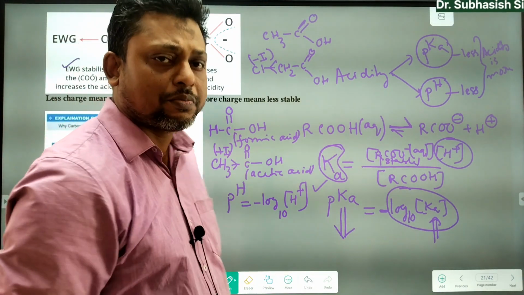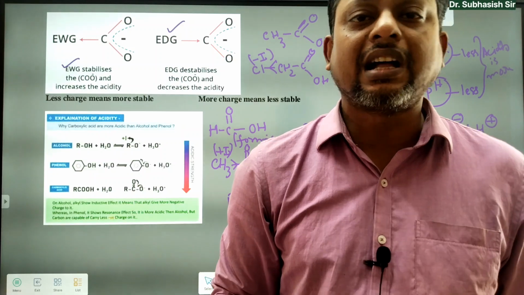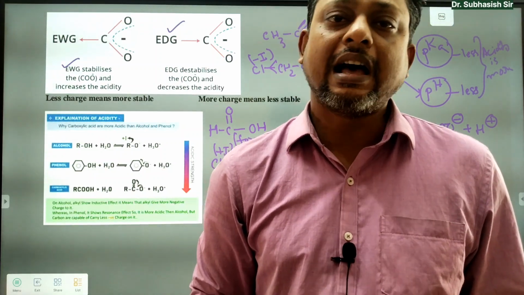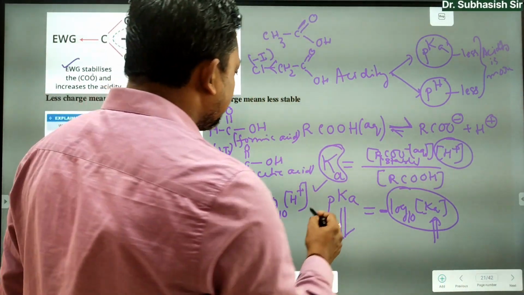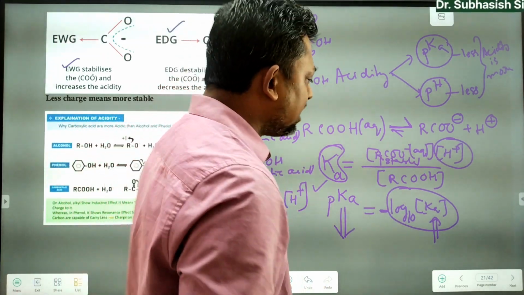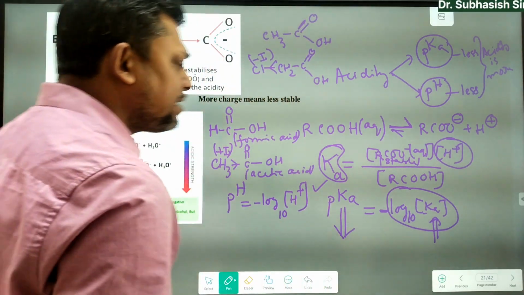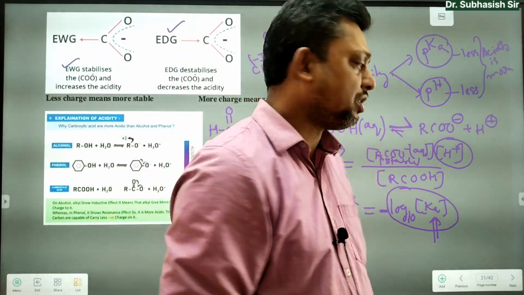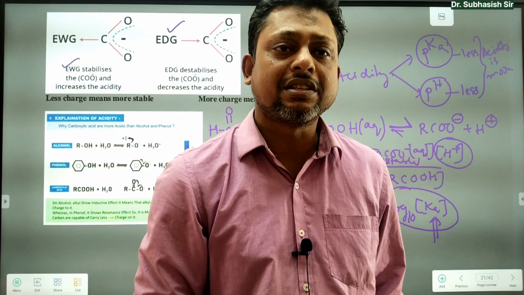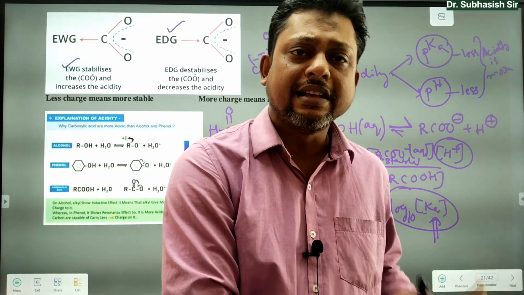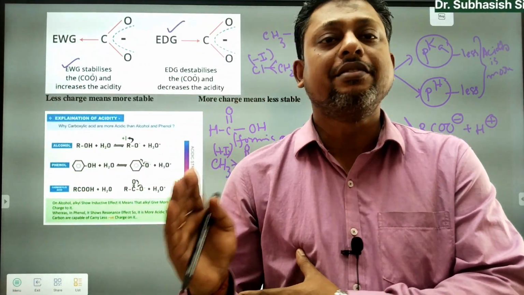So plus I effect producing group is called an electron donating group or electron pumping group, which can decrease the stability of the carboxylate anion, and ultimately the acidity will be low, because as we already know, if the Ka value is more, then acidity is more. If the Ka value is less, acidity is less. Okay, so this depends on the dissociation. Electronic effect is related with the dissociation of the carboxylic acid. So if the electronic effect is a minus I effect, acidity increases, and if the electronic effect is a plus I effect, acidity will decrease. Okay.